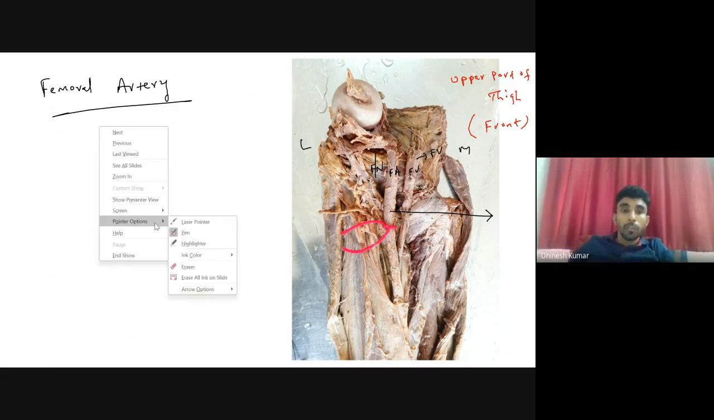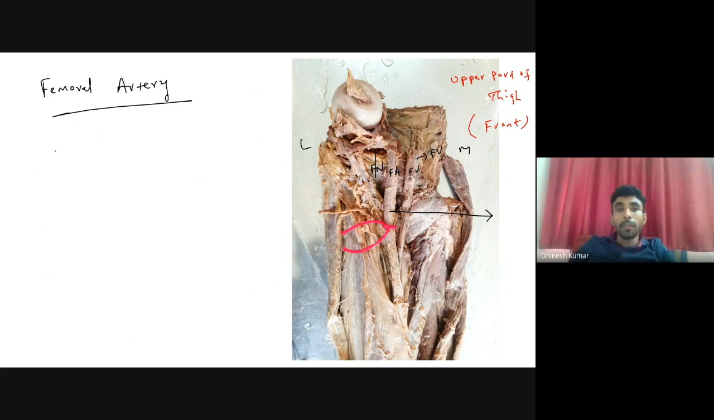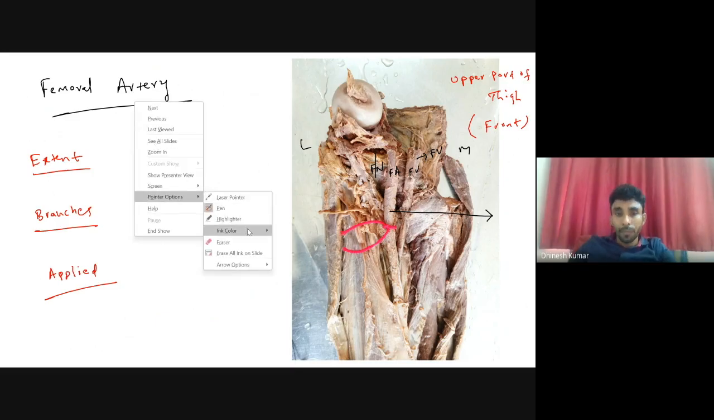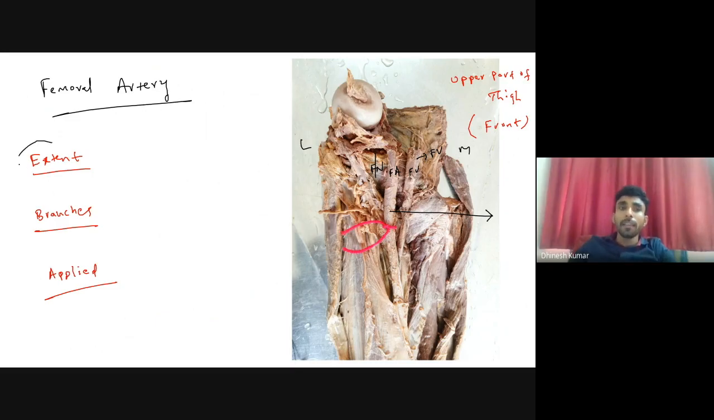Fine. So what will be the subquestion for the femoral artery? The subquestion may be extent of the tied structure. Otherwise, branches of the tied structure and applied aspect of the tied structure. Any one may be a subquestion. I hope you know the extent means we can say origin and termination of the tied structure.